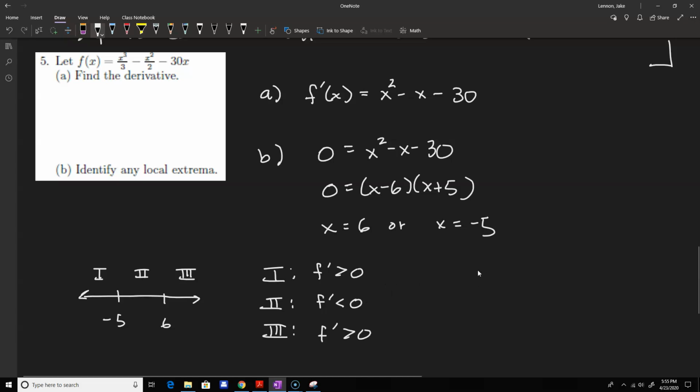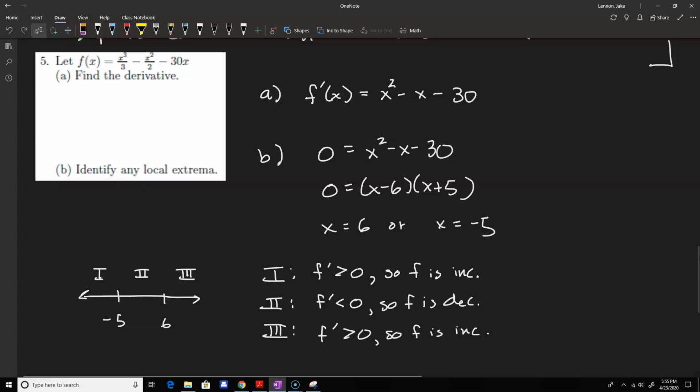So since we change from positive to negative, our function is basically what this means. If the first derivative is positive, that means our function is increasing. So here, f is increasing. If it's negative, this tells us that f is decreasing, and then in the last region, f has to be increasing again.